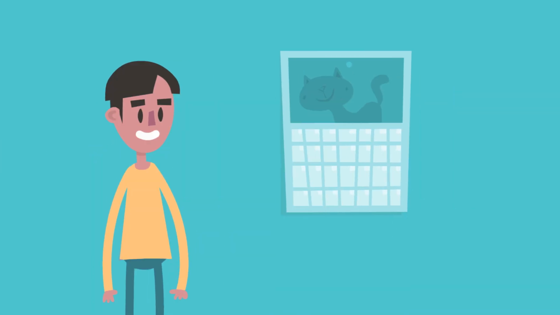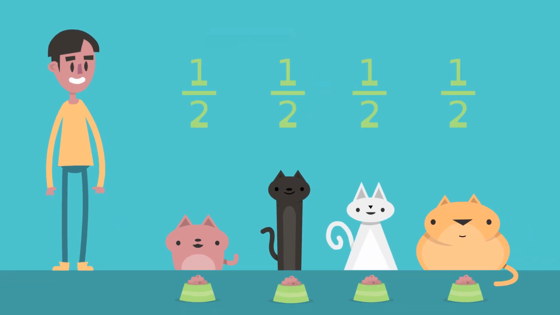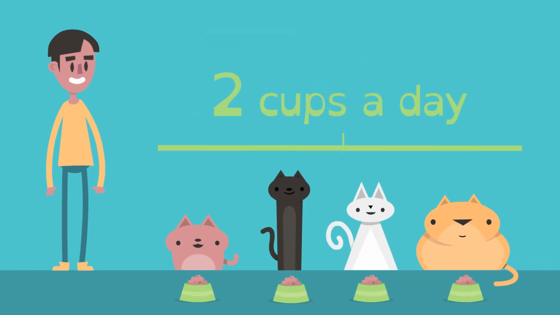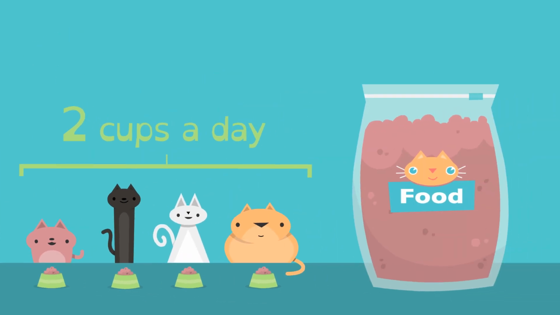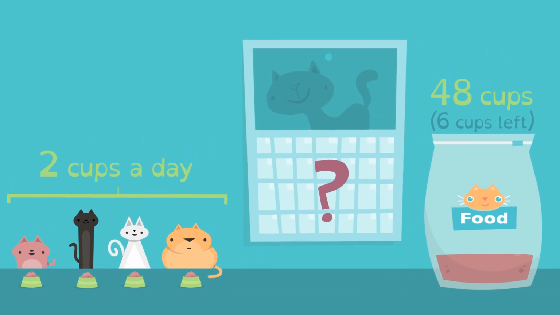For example, Jason needs to plan when to buy cat food. Each of his four cats eats half a cup of food each day, or 2 cups total. This new bag of food holds 48 cups. When he has 6 cups left, he'll buy a new bag. When will he need to buy the next bag of food?